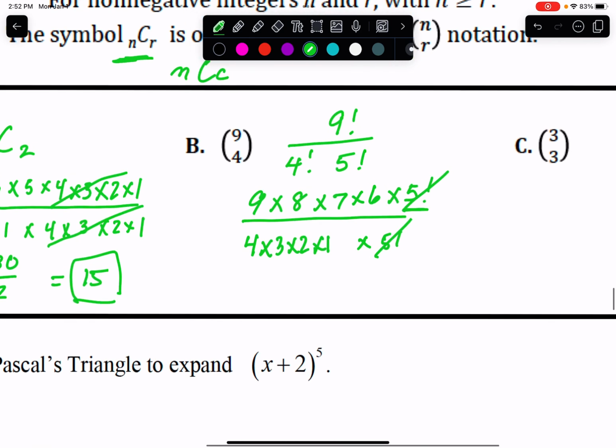Now let's do some quick crossing out. I have a 6, so I'm going to cross that out and cross my 3 and 2 out. And then I have an 8 and a 4, so I'm going to put a 2 here. So you really have 9 times 2, which is 18, times 7. So 18 times 7, the denominator went away, is 126.